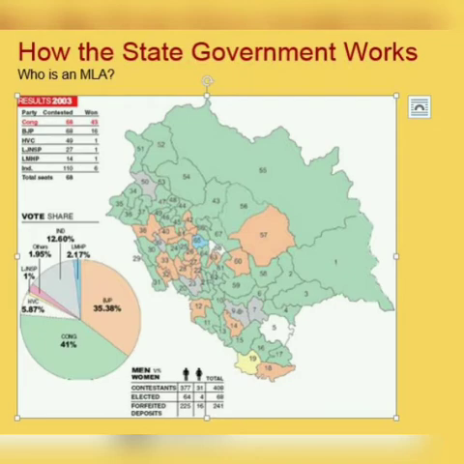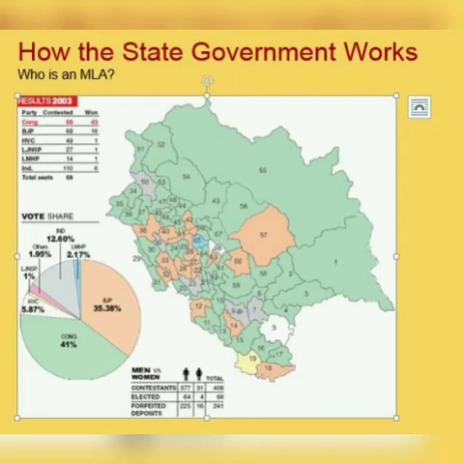An MLA is a representative of the people. The full form of MLA is Member of the Legislative Assembly, and an MLA is elected by the people and becomes a part of the state government. The example below will give us a better understanding.